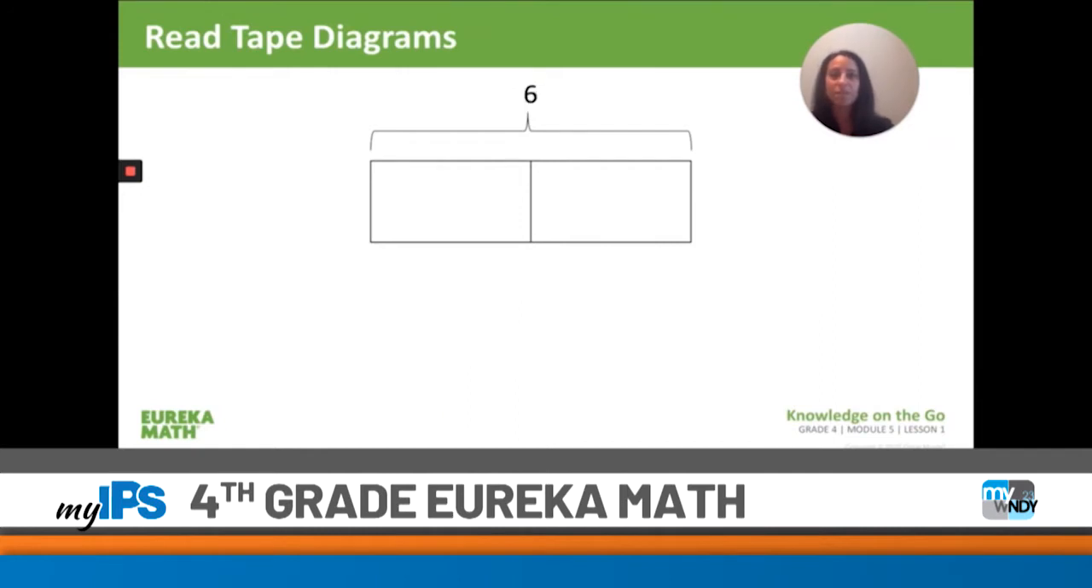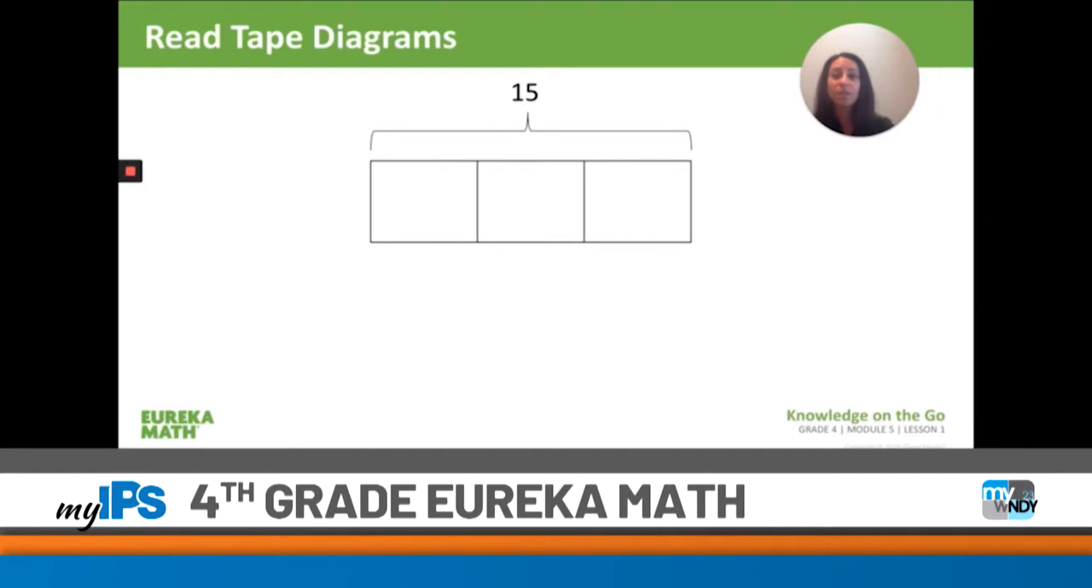Let's do another together. Say out loud the value of the whole. 6. How many parts is our tape diagram broken into? 2. Let's say our division sentence together. 6 divided by 2 equals 3. Now that we know that each unit represents 3, our repeated addition sentence would be 3 plus 3 equals 6. Take a look at our new tape diagram.